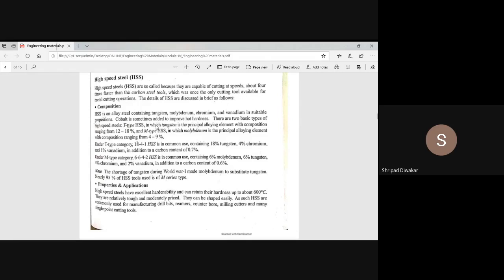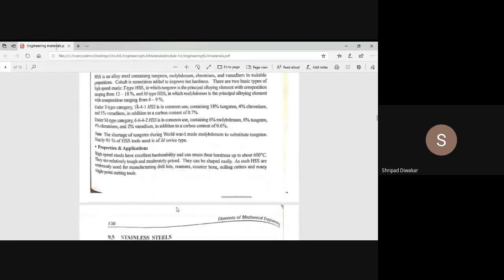The first one is composition, the second is types, and the third is properties, meaning excellent hardness and machining characteristics. They can withstand temperatures up to 600 degrees Celsius. They are relatively tough and have a moderate price. These are the characteristics of HSS. And finally, application: manufacturing of all cutting tools, so high speed steel is used.